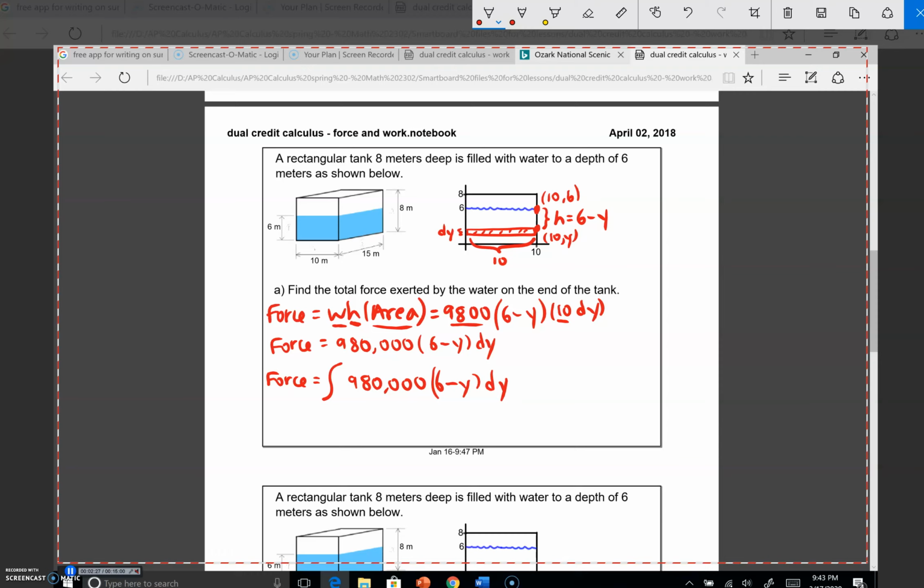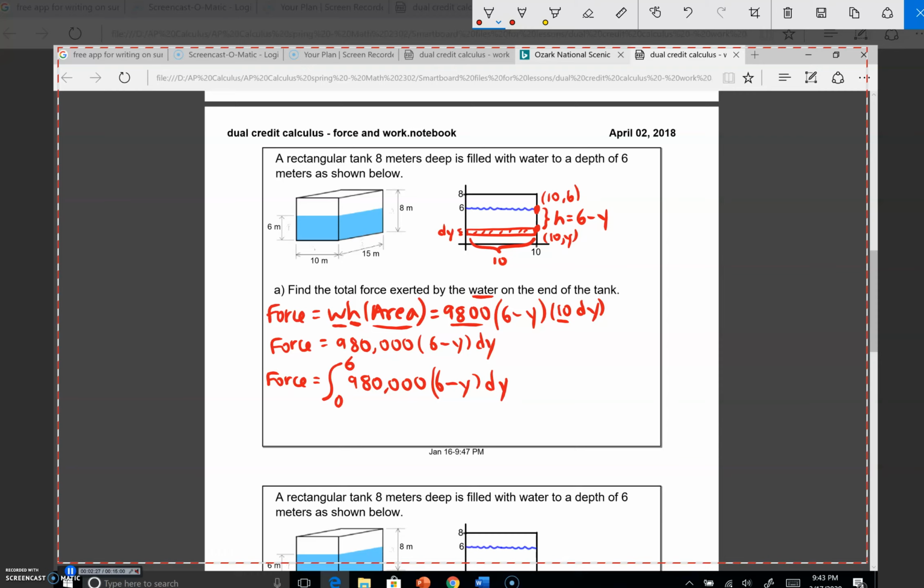of integration. And on this particular problem, since we have a dy, we know we look at the y-axis for limits of integration. Now, people are going to guess here that it's either 0 to 6 or 0 to 8, but there's no reason to guess. First, think about the fact that we're talking about the force exerted by the water on the end of the tank. Where is the water along the y-axis? Well, that would be from 0 to 6.